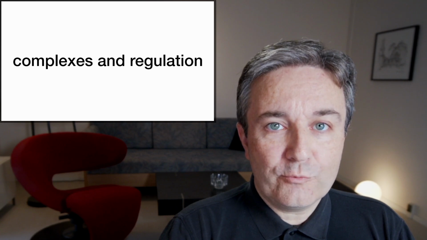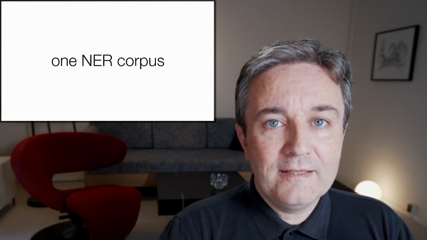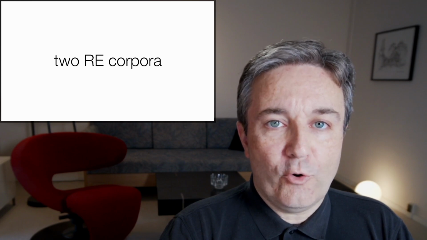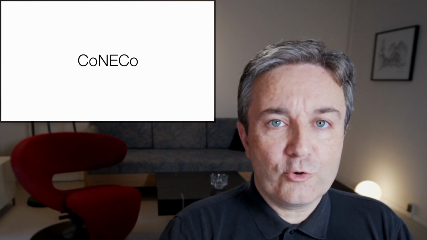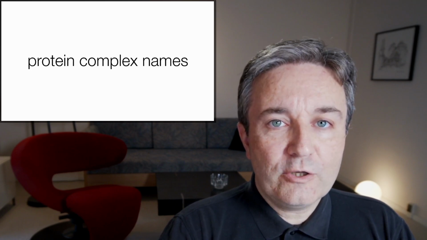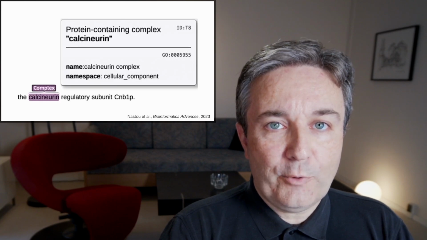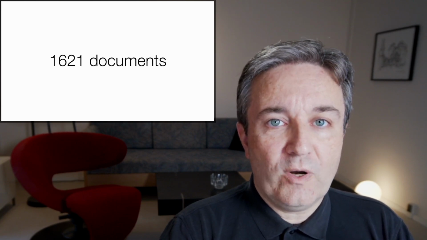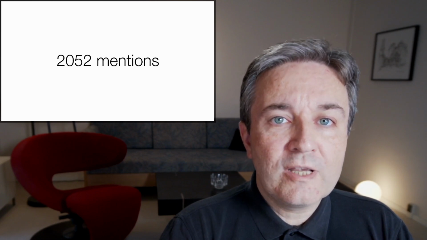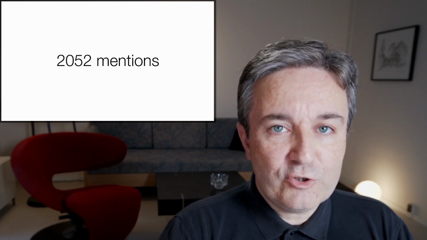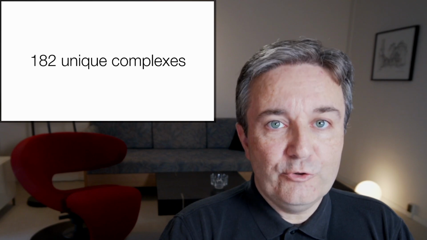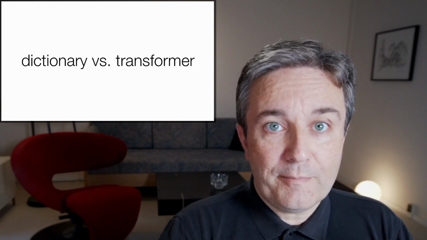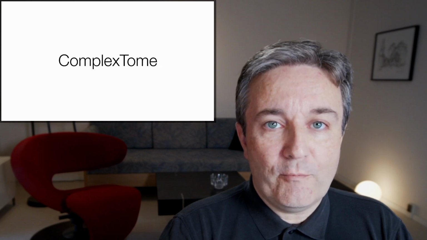The next set of corpora relate to complexes and regulation. Here I'll talk about 1 named entity recognition corpus and 2 relation extraction corpora. The first corpus is called CoNECo. It has protein complex names annotated in text for the purpose of named entity recognition. Specifically, the documents consist of 1,621 documents with 2,052 mentions of 182 unique complexes. It has been used for comparing dictionary-based named entity recognition versus transformers.